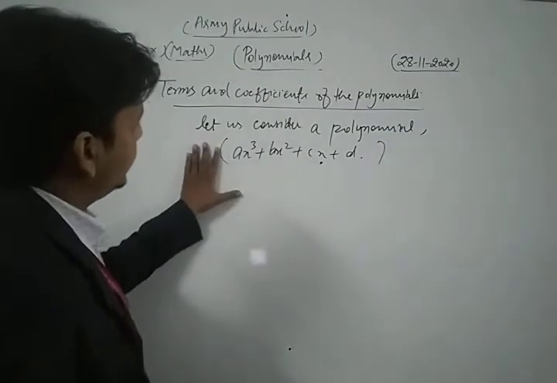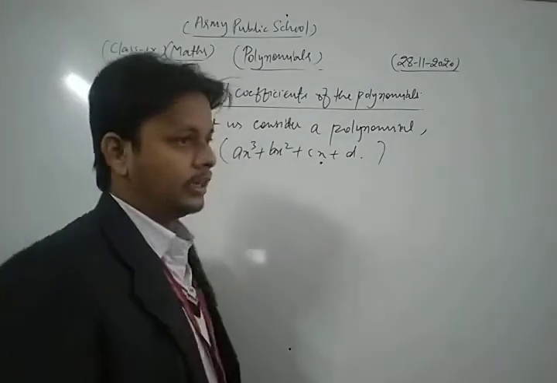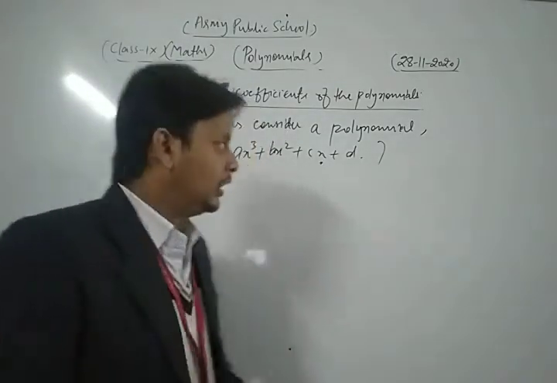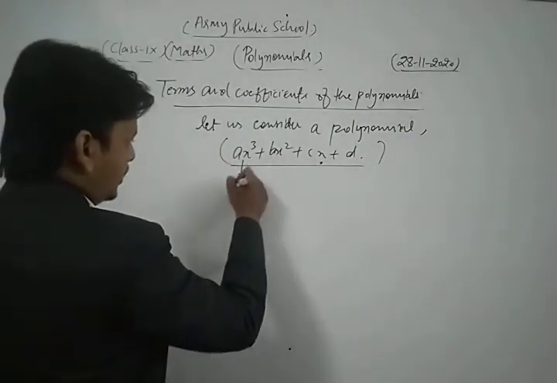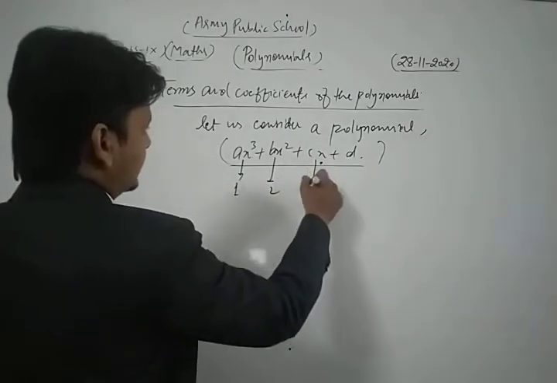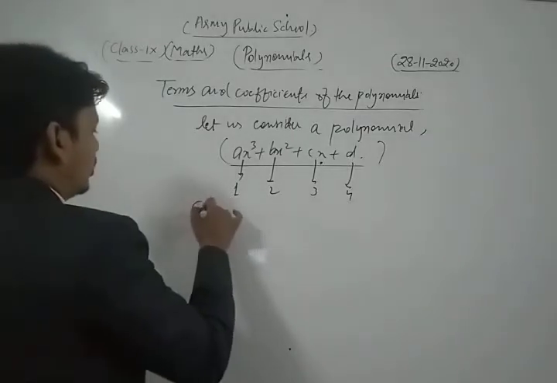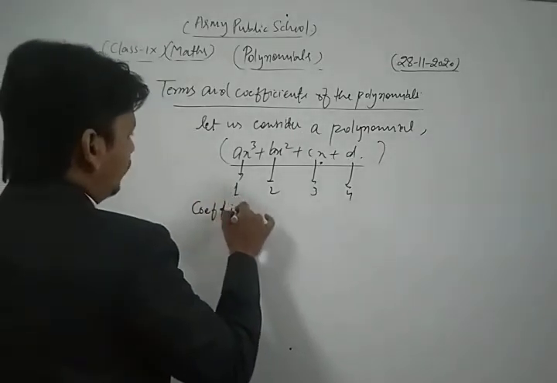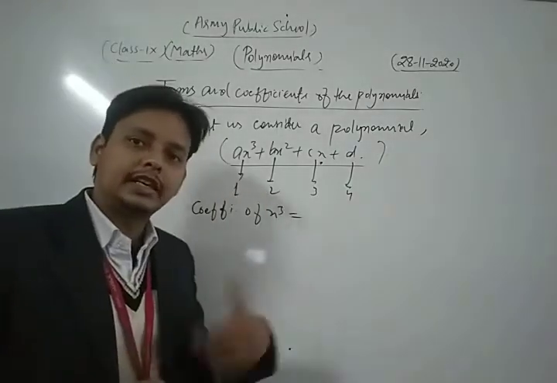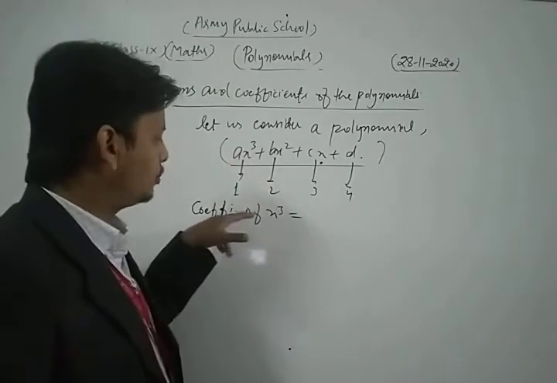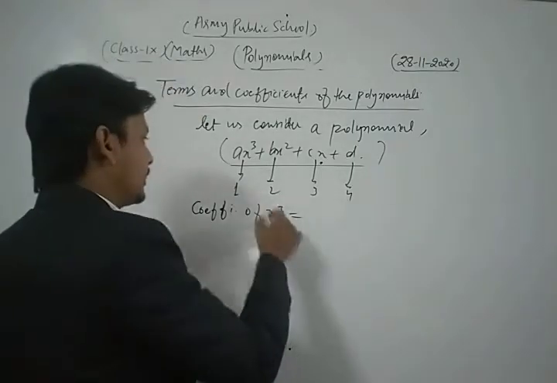Now in that polynomial we discuss the concept of terms and coefficients of the polynomial. Dear students, in that polynomial how many terms are there? There are 4 terms. This is first, this is second, this is third, this is fourth. So these are the terms of the polynomial. Here a, b, c, d are any real numbers. If I ask you the coefficient of x cube, here the coefficient of x cube is a.